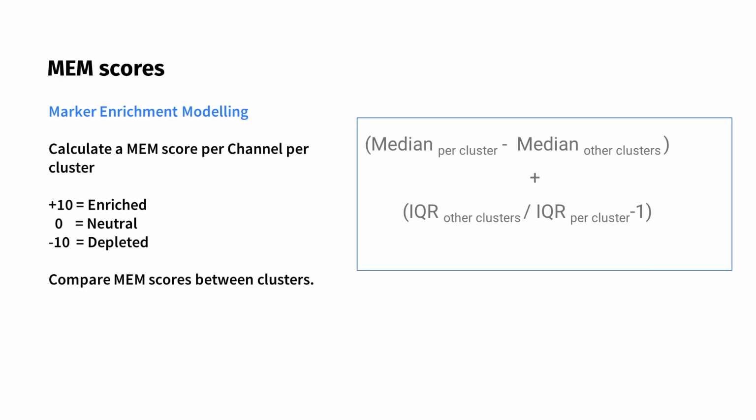The second part of the equation is an interquartile range calculation, again relative to the selected cluster and relative to all the other clusters. This is an assessment of how homogeneous that marker is to that cluster. Markers with high MEM scores are given enriched relevance to the group, and low scoring markers have depleted relevance to the group. The scale of relevance is graded from -10 to +10.